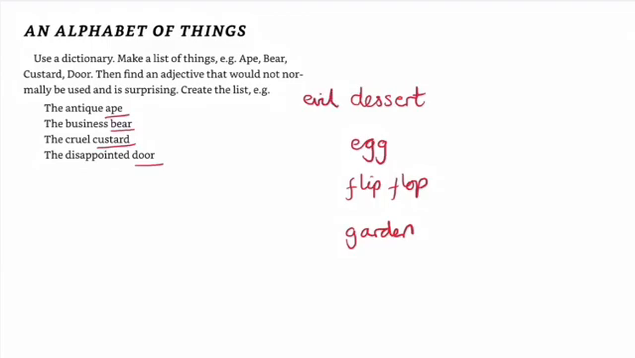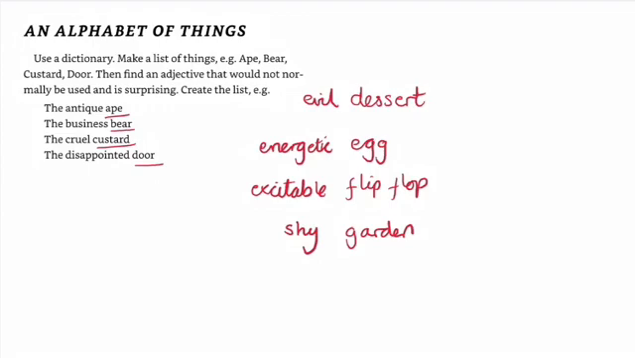My egg is going to be energetic. The flip-flop really should be something like, I don't know, comfortable or pretty, but I'm going to go for excitable. And my garden, I'm going to have a shy garden. So, I've done the beginning of this poem. Evil dessert, energetic egg, excitable flip-flop and shy garden.